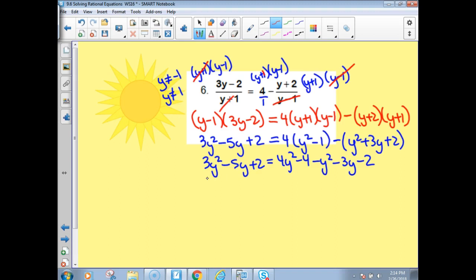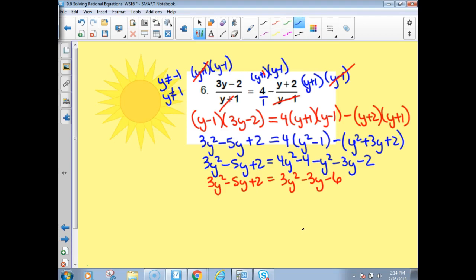All right, I got another simplification to do. 3y squared minus 5y plus 2. On the right side, I take 4y squared and subtract y squared from it. Gives me 3y squared. I got minus 3y, bless you. Minus 4 minus 2 is minus 6.